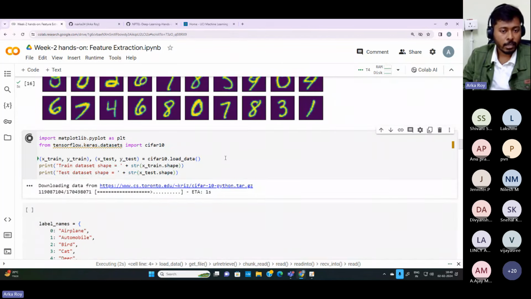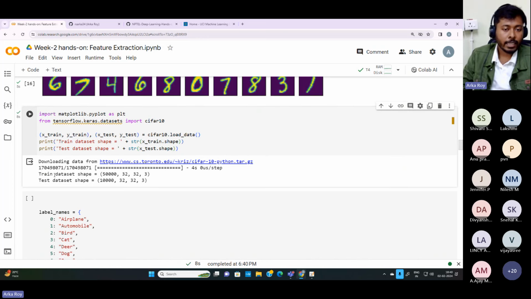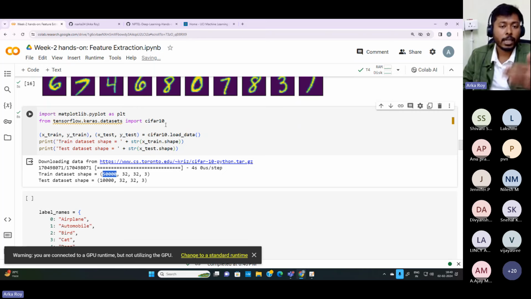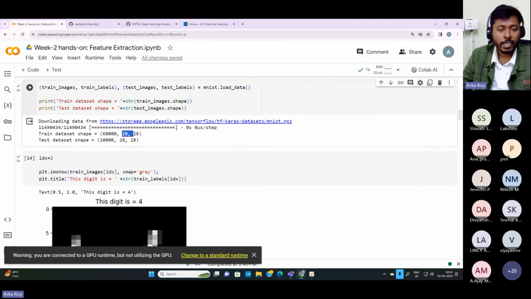Now you can see the dataset has started downloading. After the download is completed, you can see that the training dataset has 50,000 images. As I already told you, the CIFAR-10 dataset contains colored images, and in the case of colored images there will be 3 planes. However, in the case of the MNIST dataset, the shape was just 28 cross 28. That means it doesn't have the RGB planes, so it's a grayscale image.